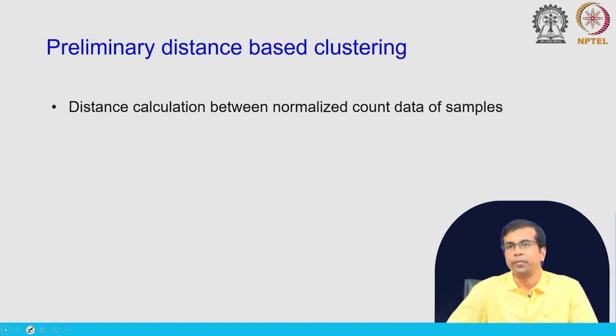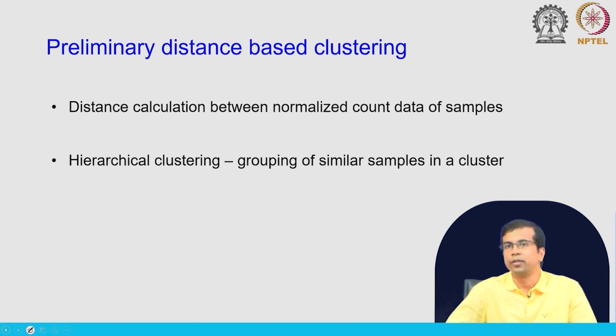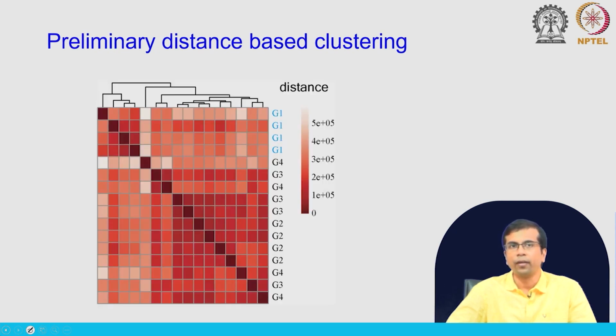Here we calculate a distance between the samples based on their normalized count data, and we do something called hierarchical clustering, which groups similar samples in clusters, so they occur together in the cluster. We will see this now with the example and you will probably better understand what we mean by this. Here are the 16 samples and they are in 4 groups.